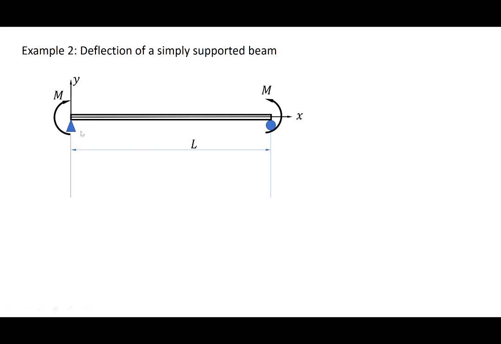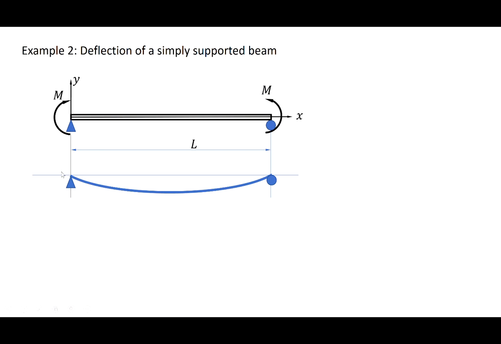So now let's say this is subjected to a moment M. Okay, a simply supported beam like this. Would it bend like that? Yeah. So this beam would bend like this and have a shape something similar to this.